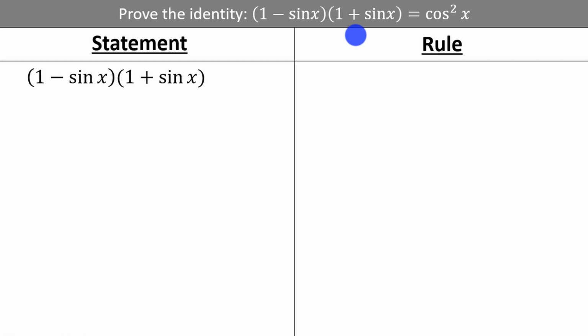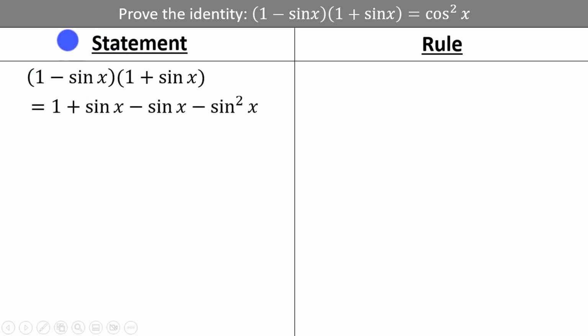Let's work with the left-hand side. If we FOIL this out, when we multiply the first terms, we will have 1 times 1, which is 1. When we multiply the outer terms, we will have 1 times sine of x, which is sine of x. The inner terms, we will get negative sine of x times 1, which is negative sine of x. And then the last terms, we have negative sine of x times positive sine of x, which gives us negative sine squared of x.